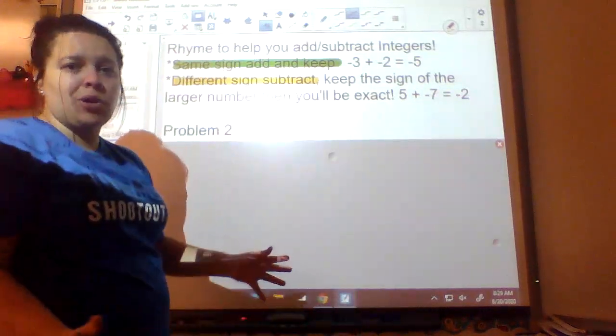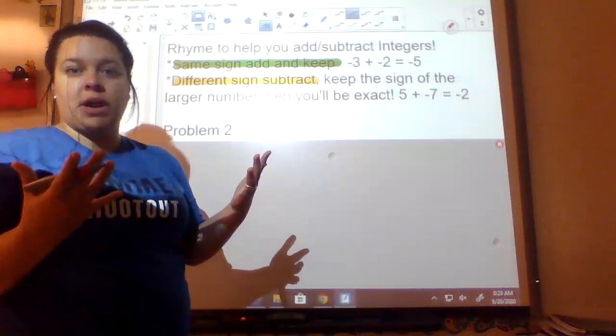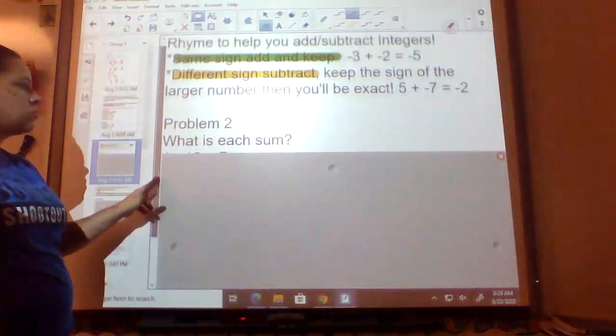If you don't like that, you can still use the number line. If you already know how to do these, you're great with these in your head, keep doing them in your head, it's fine. All right, so it says, what is each sum?